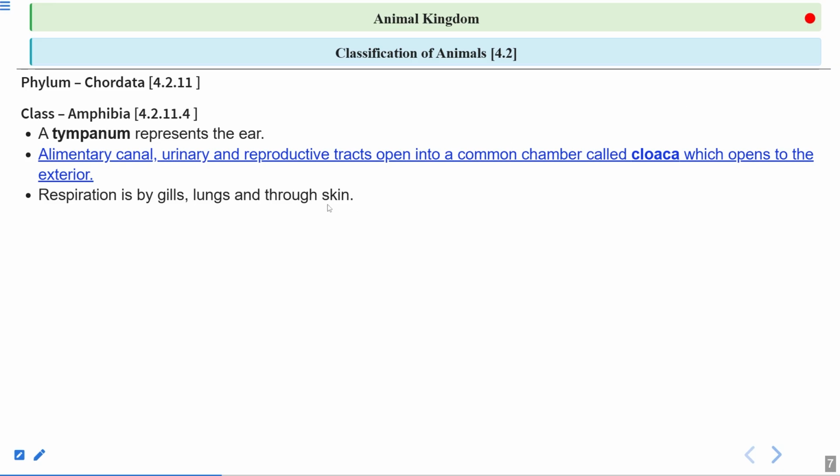Now, skin. Skin is also working as a respiratory organ. If we are taking the example of a frog, then they go under the soil. They make the soil moist, and their skin at that time works as a respiratory organ. Gaseous exchange occurs through this skin.